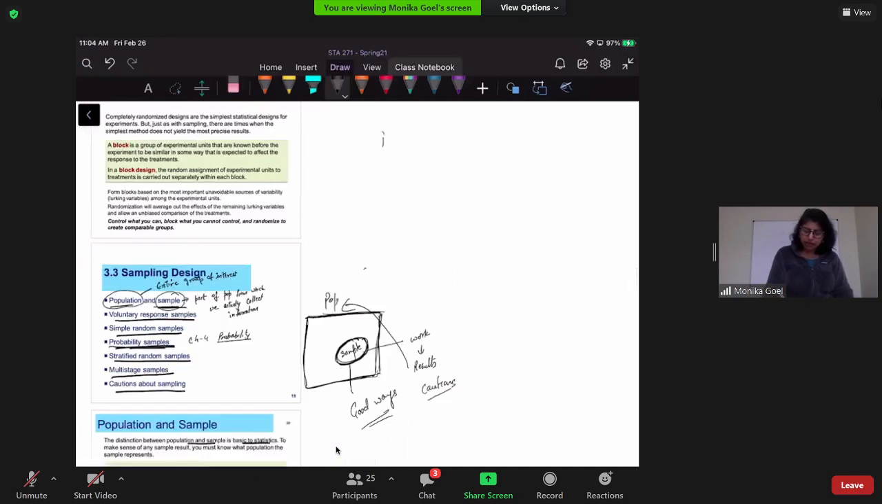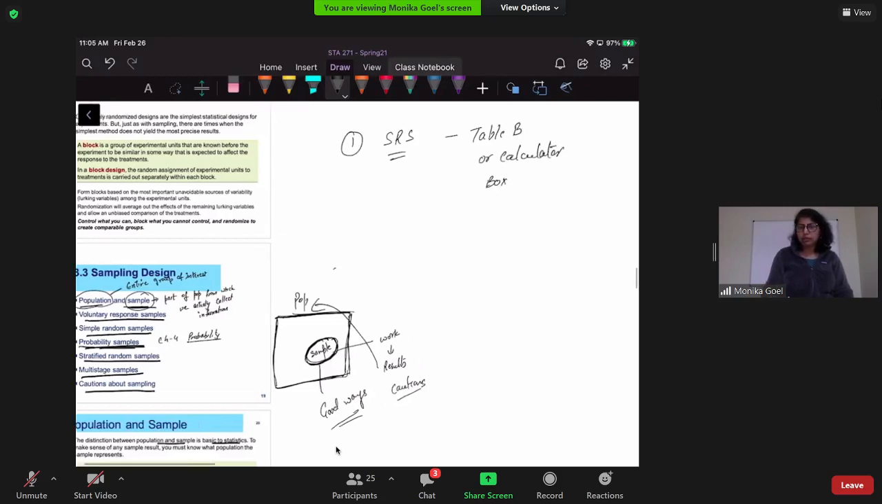Last time we talked about simple random sampling, and we do simple random sampling either using table B or a calculator, or by writing all the names or labeling all the subjects, putting them in a box, and then taking 1 out, 2, 3, 4, as many as you want in the sample, or using technology. Excel is the easiest one to do your random sample. So if you are looking at a population of 1,000 and you are picking a sample of size 10, you can do it the fast way.